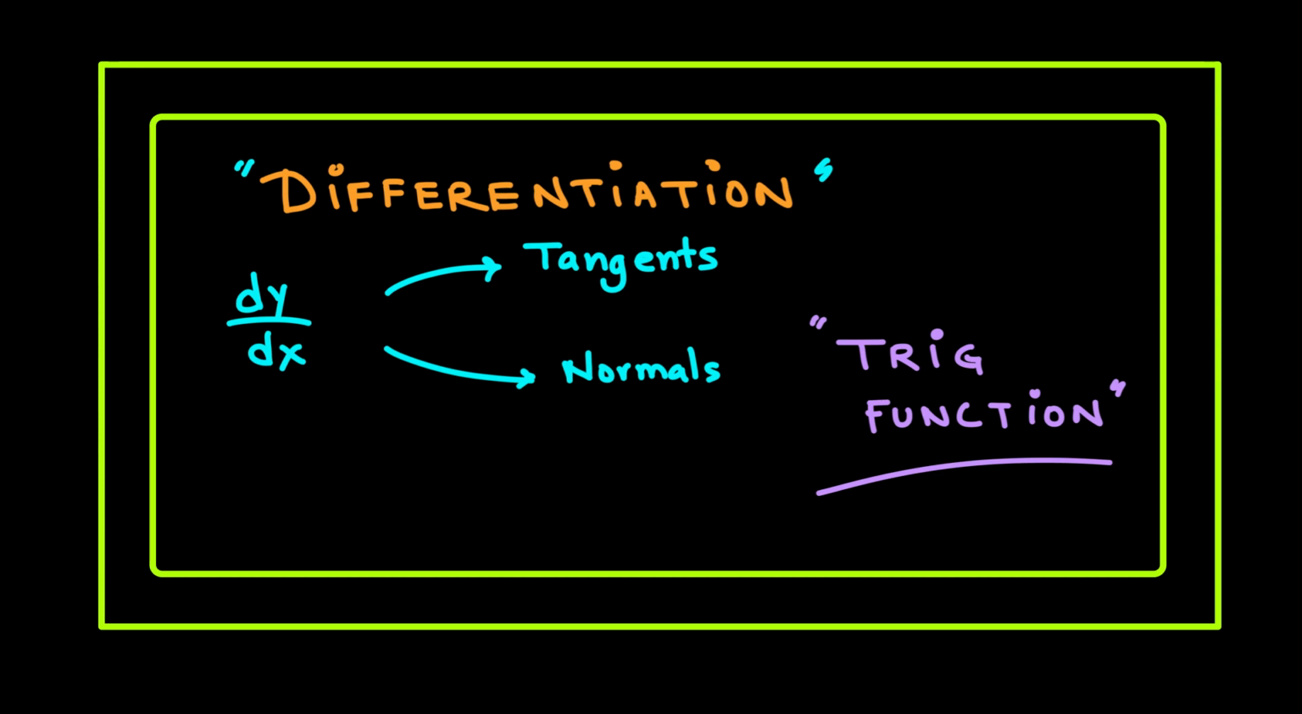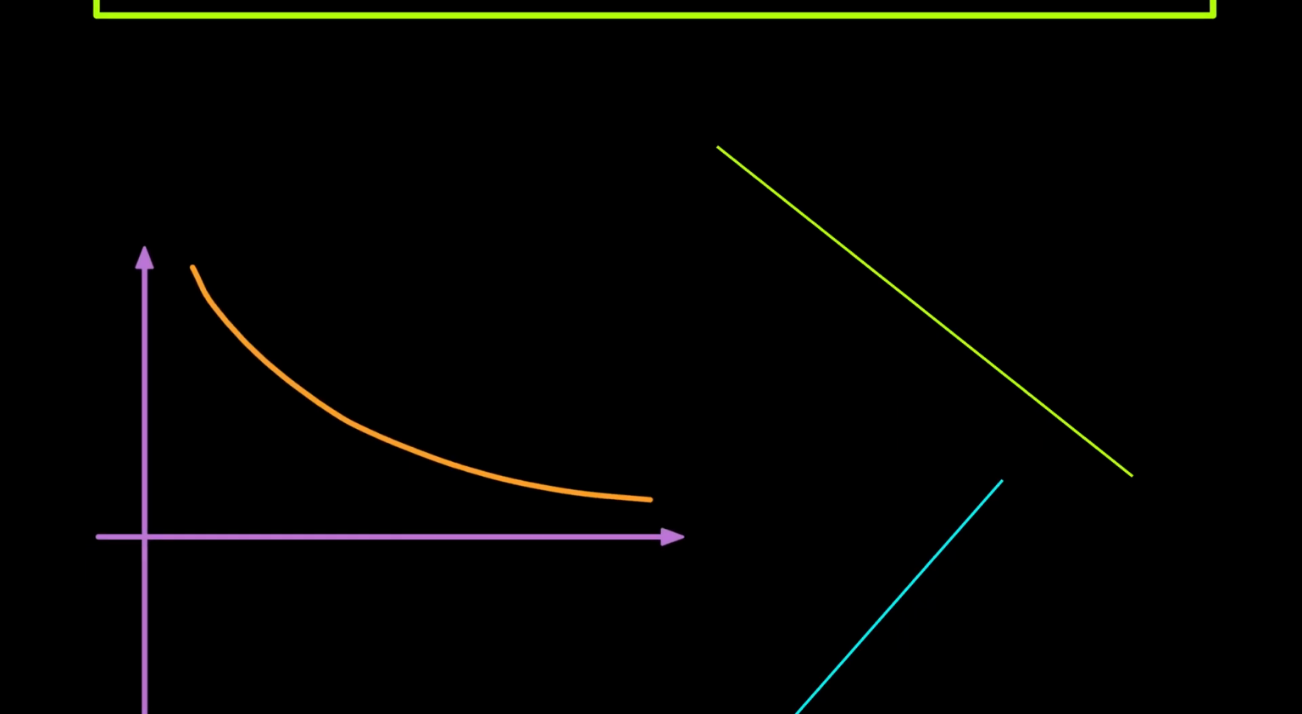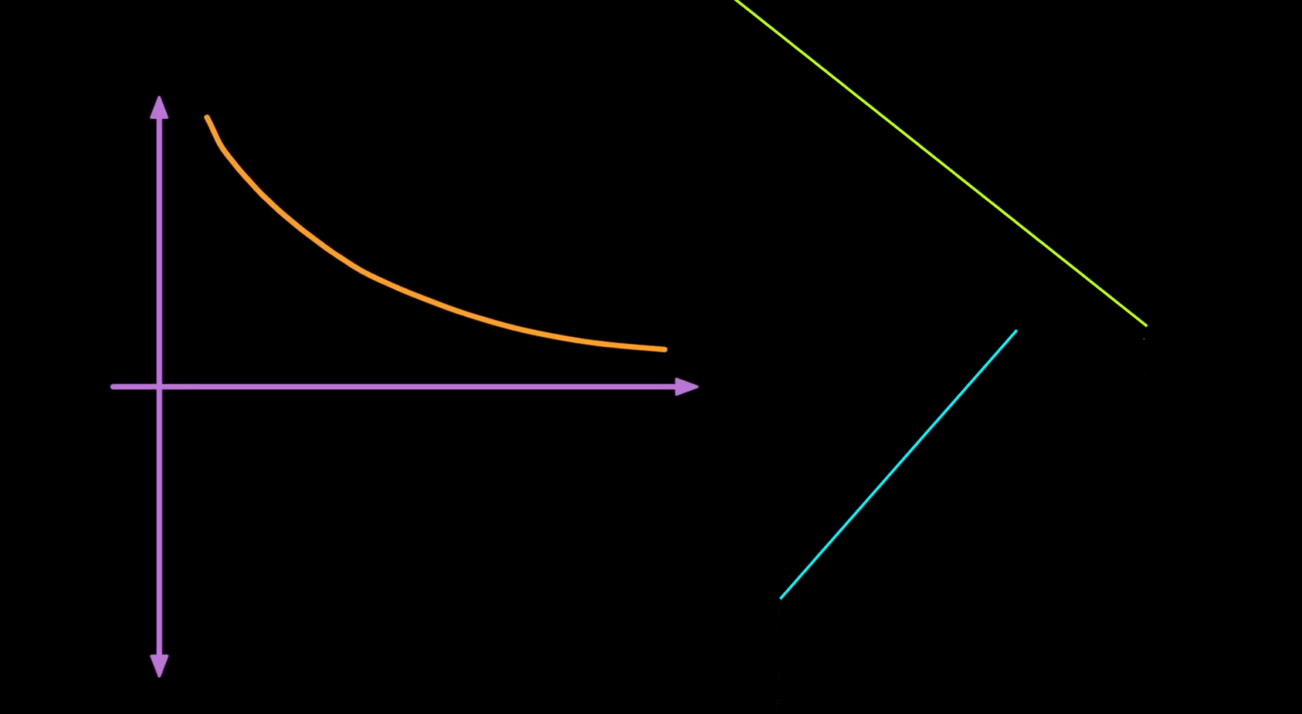In this video, we will learn how to use dy by dx, which is the gradient function, to find the equation of tangents and normal. So let's first revise the concept of tangents and normal. We can see a curve over here. We have a green line, we have a blue line.